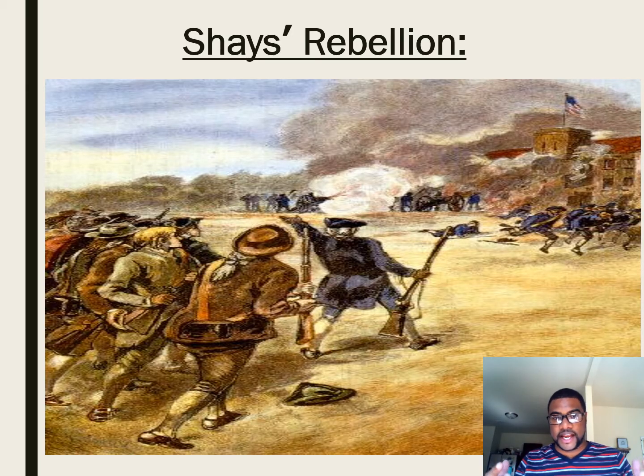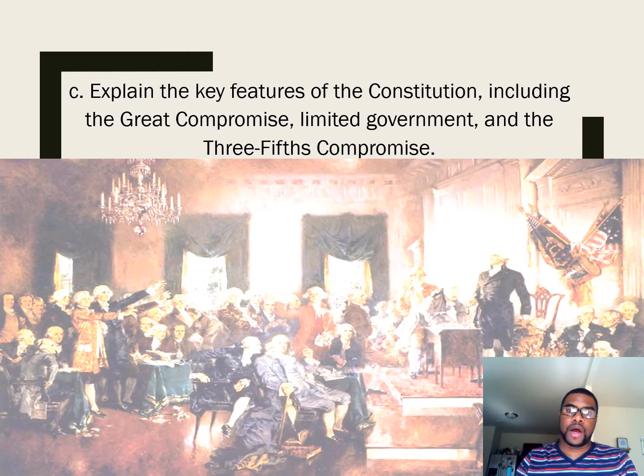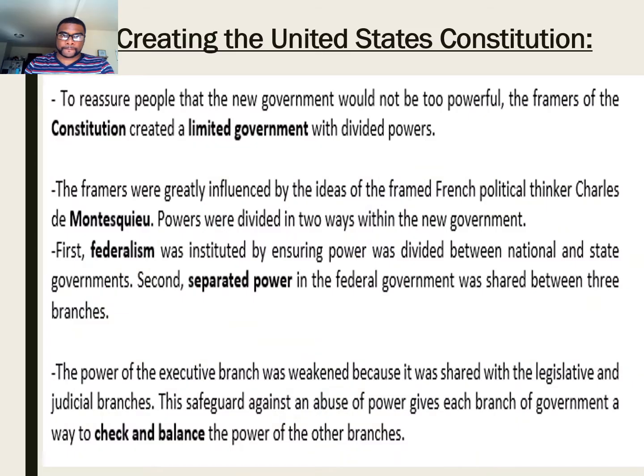All right, Shays' Rebellion. Explain the key features of the Constitution, including the Great Compromise, limited government, and the 3/5 Compromise. Creating the United States Constitution.